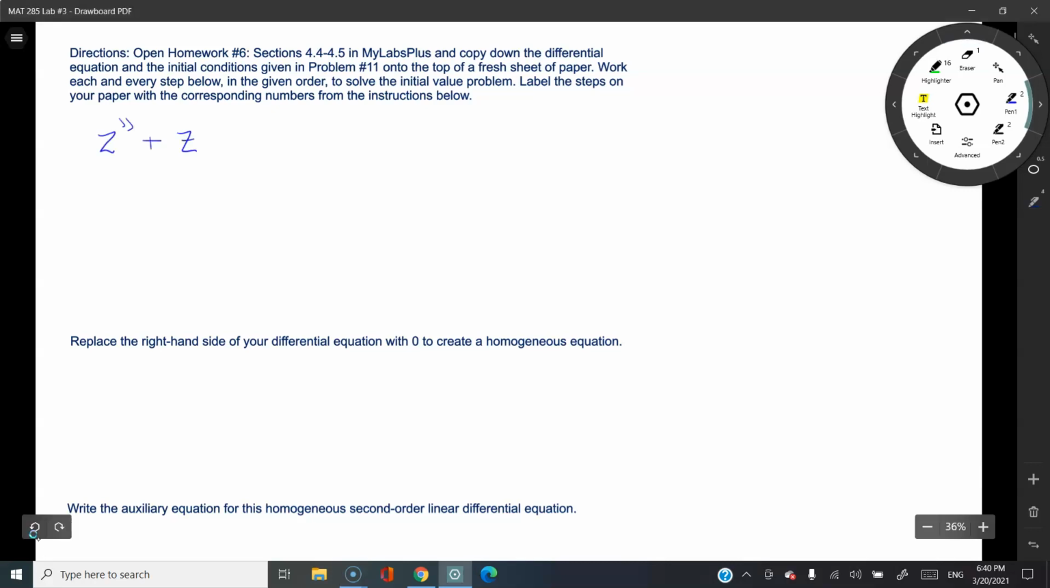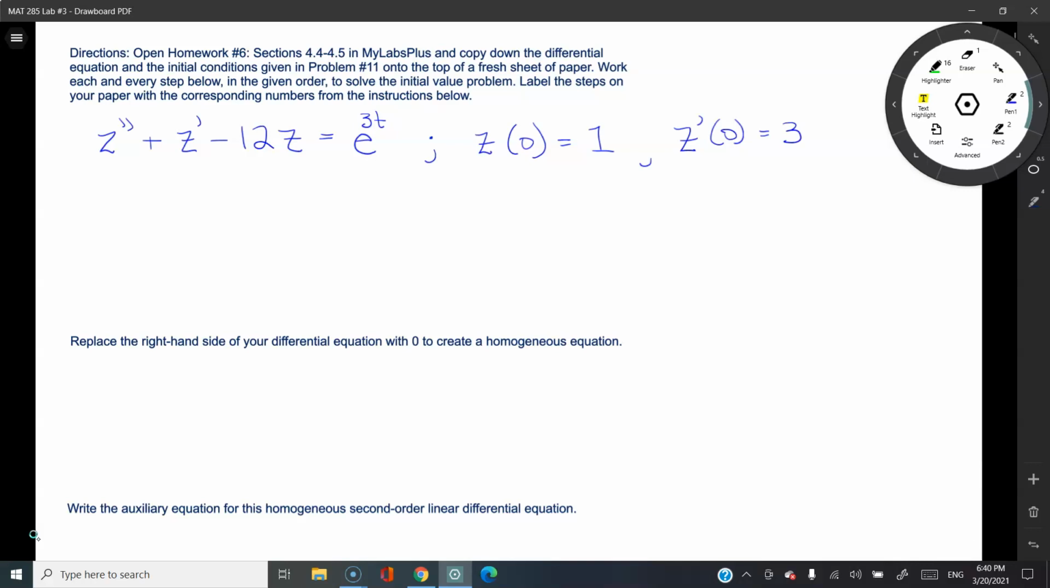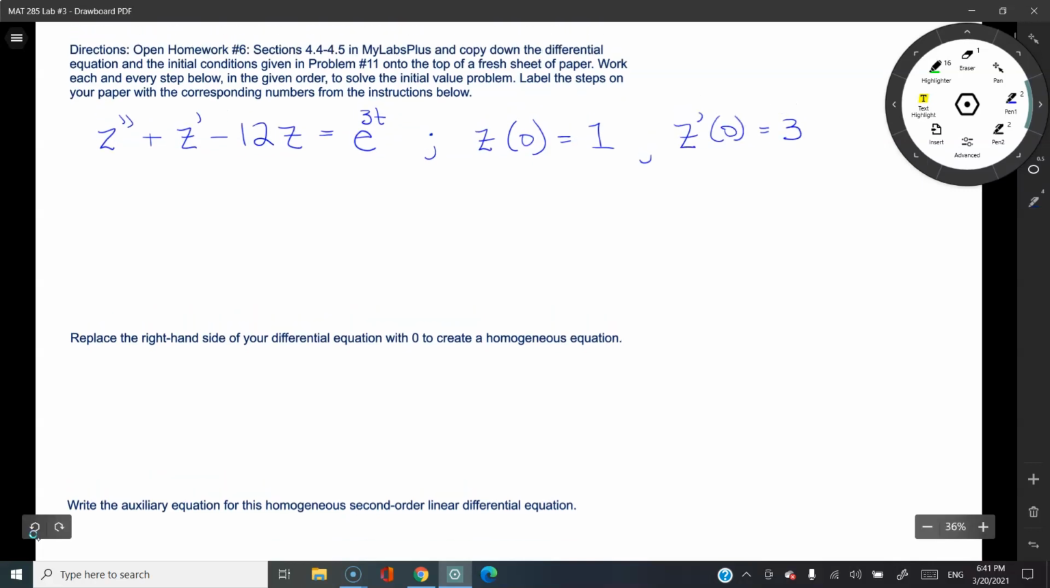z double prime plus z prime minus 12z equals e to the 3t. This is my differential equation, and I also know that z at 0 is equal to 1 and z prime at 0 is equal to 3. The first thing we want to do to solve an initial value problem using this differential equation and these initial conditions is to find the solution if this were a homogeneous equation.